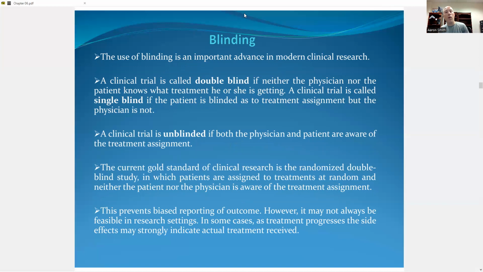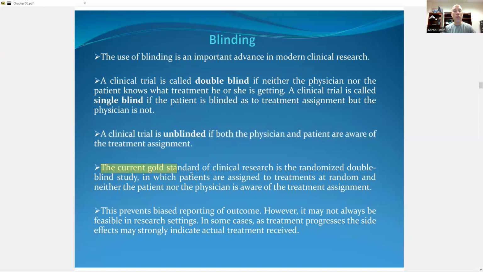In blinding, we use this to make sure that there's less opportunity for bias in our results. A clinical trial is called double blind if neither the physician nor the patient knows what treatment he or she is getting. A clinical trial is called single blind if the patient is blind as to the treatment assignment, but the physician is not. A clinical trial is unblinded if both physician and patient are aware of the treatment assignment.